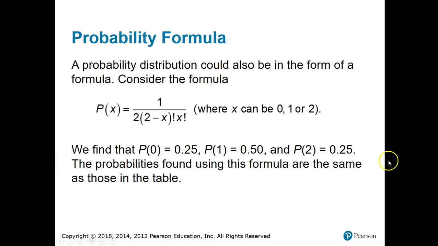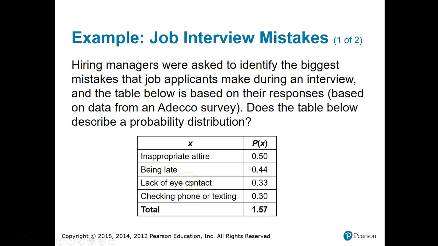Probability of 0, 0.25, 1, 0.5, 2, 0.25. Probability of 3, 0. All right, let's take a look at this.